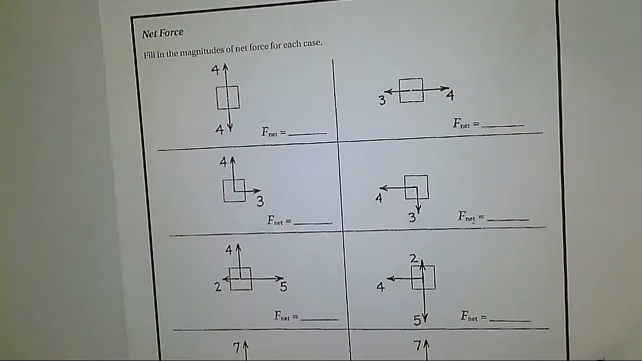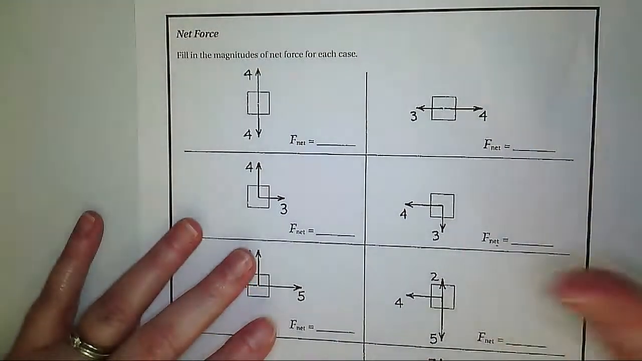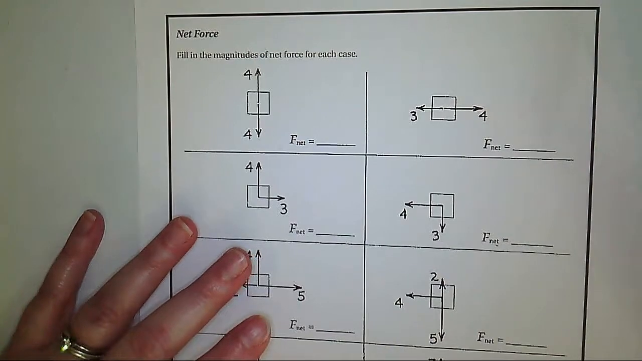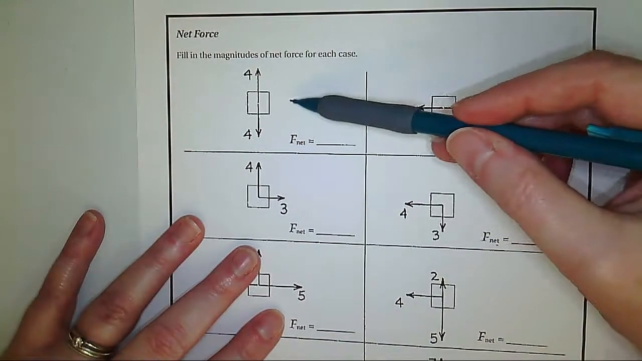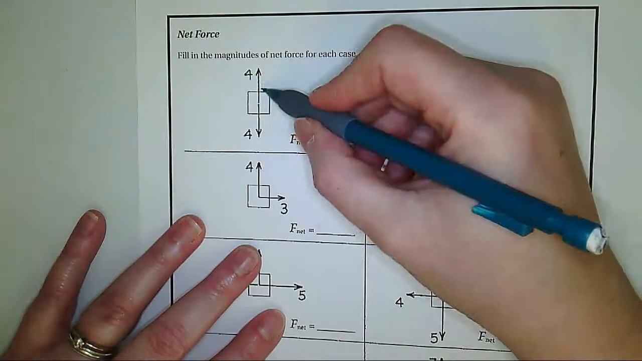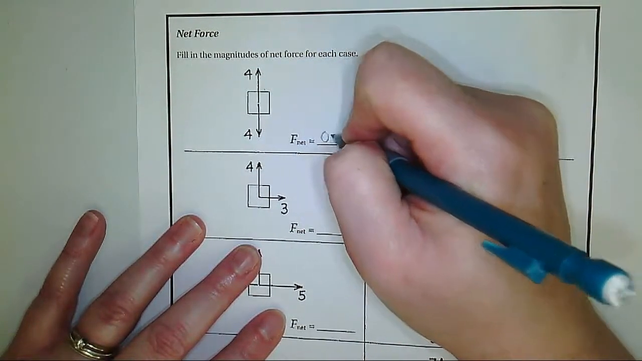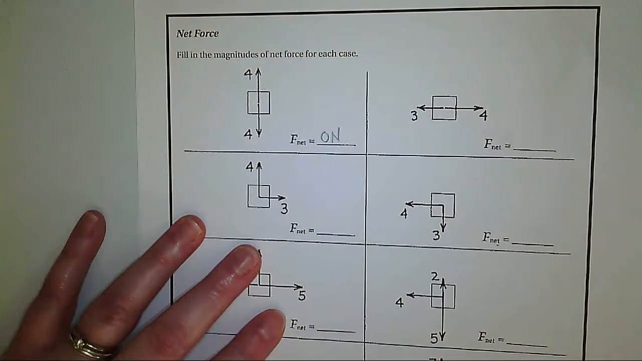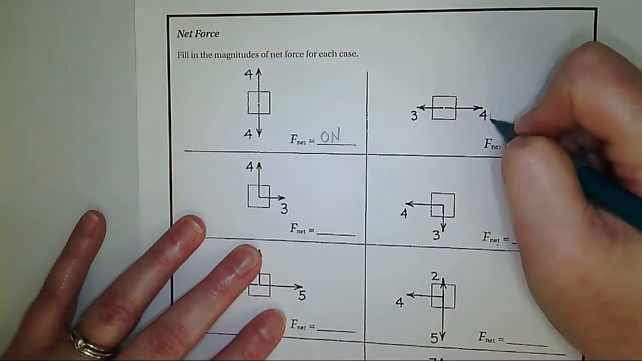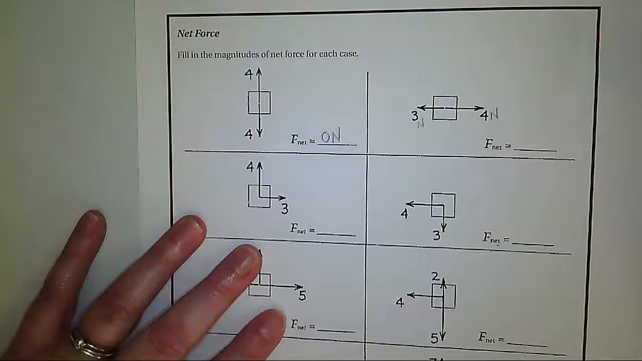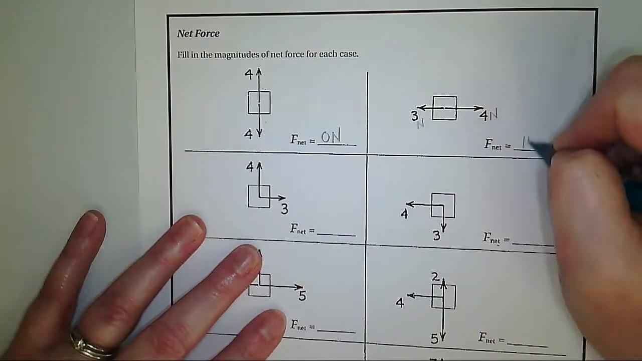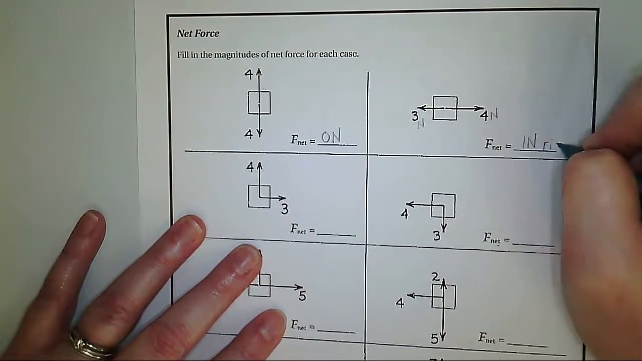Now, for those of you who are going above and beyond here, you just had to do pages 5 and 7, but filling in the magnitudes for the net force of each case, right? These are equal in size and opposite in direction. So my net force would be 0 newtons. Here, if this is 4 newtons and 3 newtons, again, then I would be 1 newton and to the right.